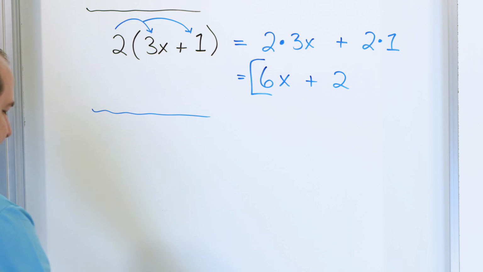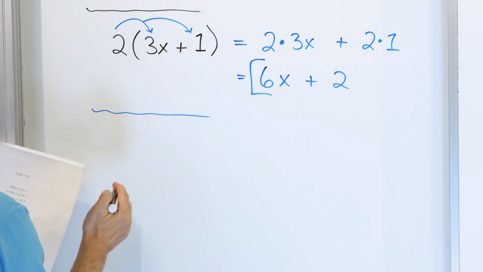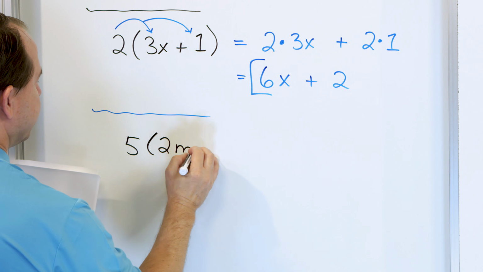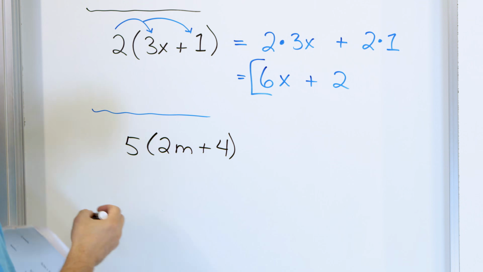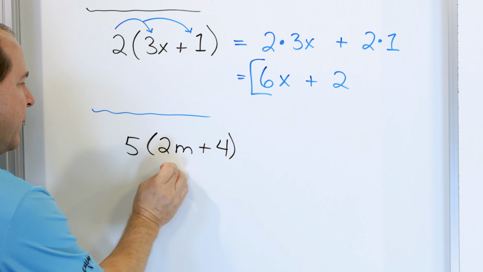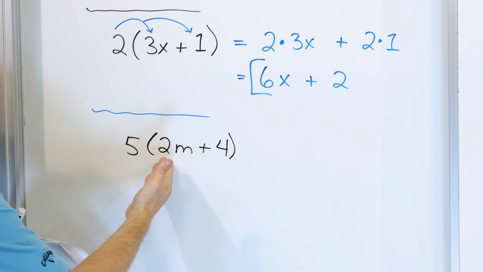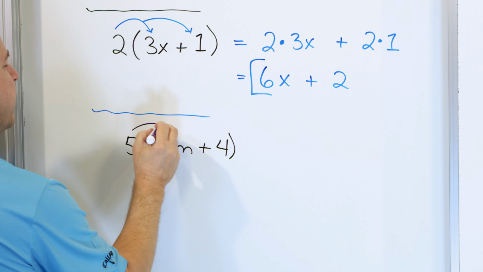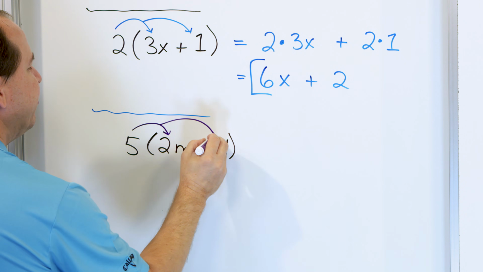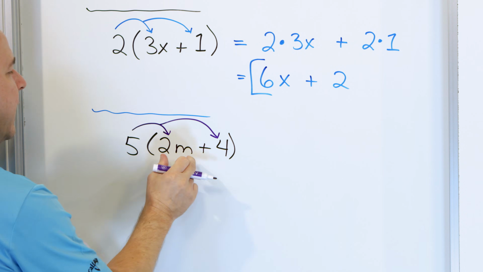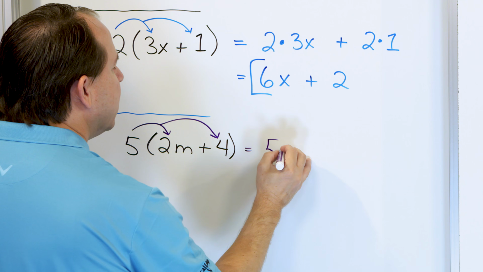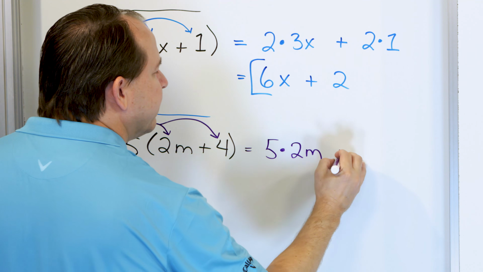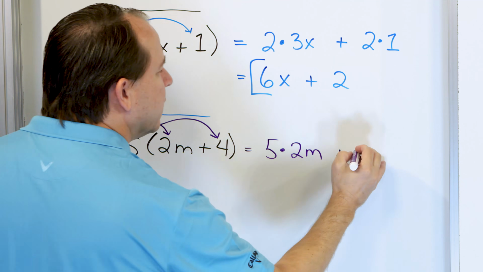All right? Now let's take a look at problem number 2. Let's say I have 5 on the outside, 2 times m plus 4 on the inside. Now we try to simplify this, but we can't. They're not like terms. I cannot combine them. So the only real option I have is to distribute from the outside like this into each interior term. So the 5 times the 2m I can write as 5 times 2m, and then join it with a plus sign because it's got a plus sign, and then the 5 times the 4.